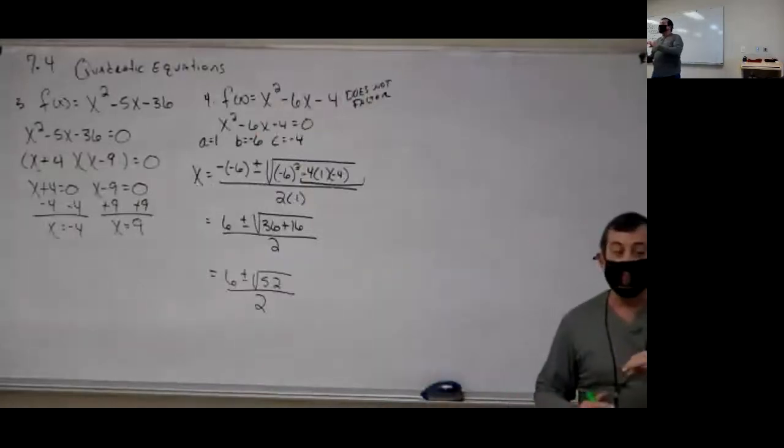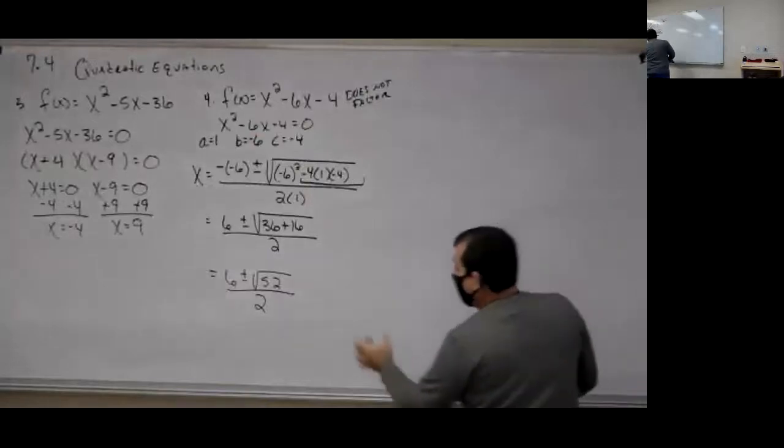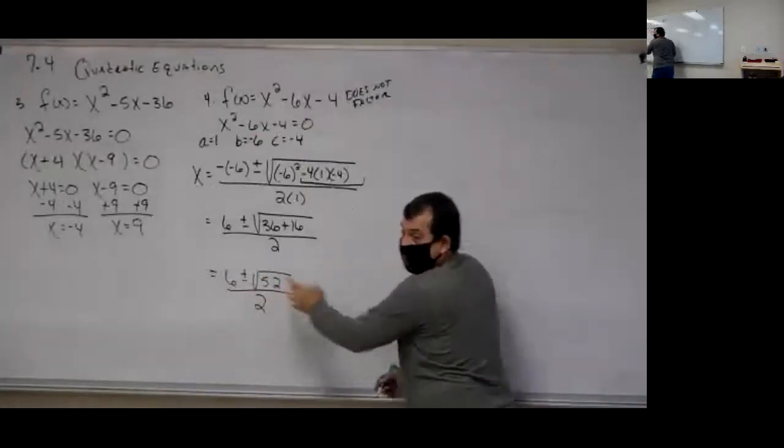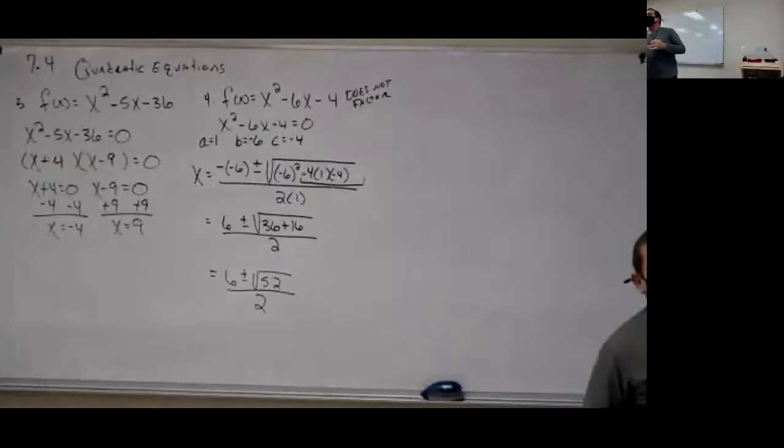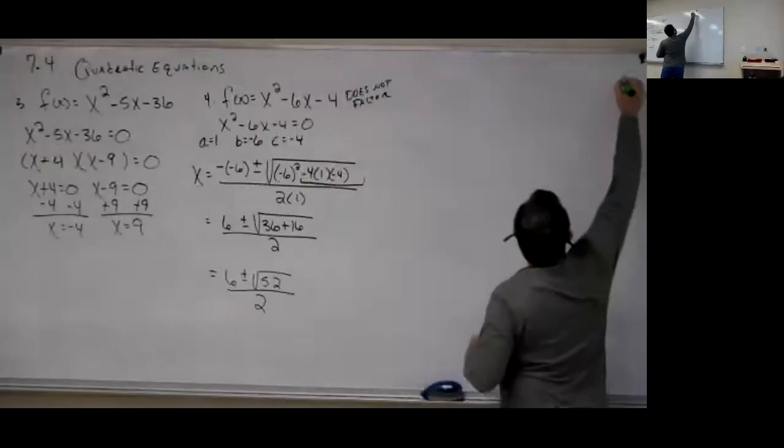So we would technically be done if I couldn't do anything else with that radical. But a radical has to be simplified if it can be. So since that's a square root radical, to simplify a square root, you got to pull out any factors of that 52 that are perfect squares. So let me write perfect squares over here.